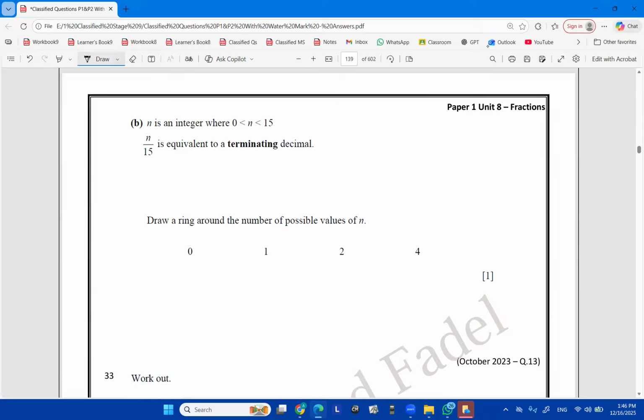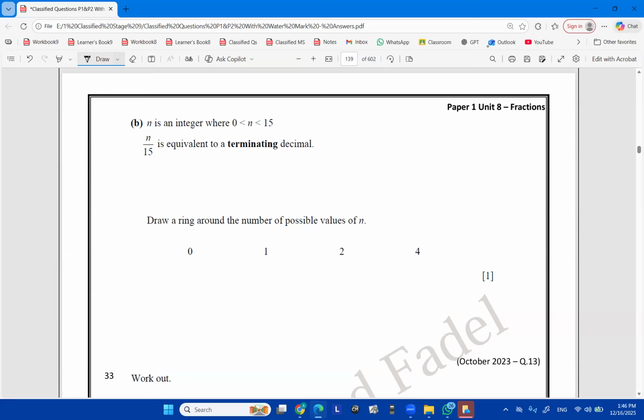n is an integer where n is greater than 0 and less than 15. n over 15 is equivalent to a terminating decimal. Draw a ring around the number of possible values of n.